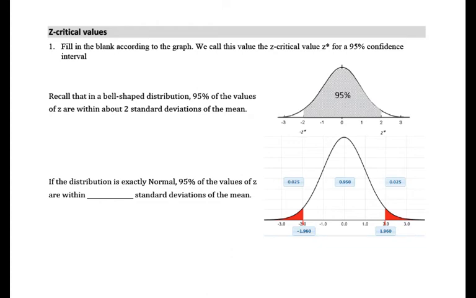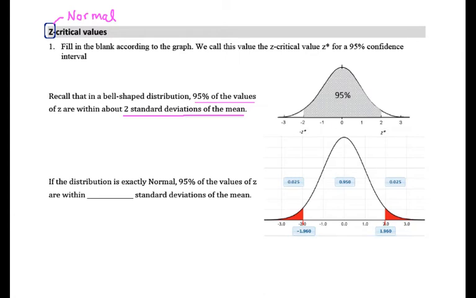To further the subject of confidence intervals, we're going to take a look at what we call z-critical values. Remember that we use z generally when we're talking about normal distributions. So looking at this bell-shaped curve here, we saw early in the course that the 95% rule states that approximately 95% of the values are within about 2 standard deviations of the mean in any bell-shaped curve.